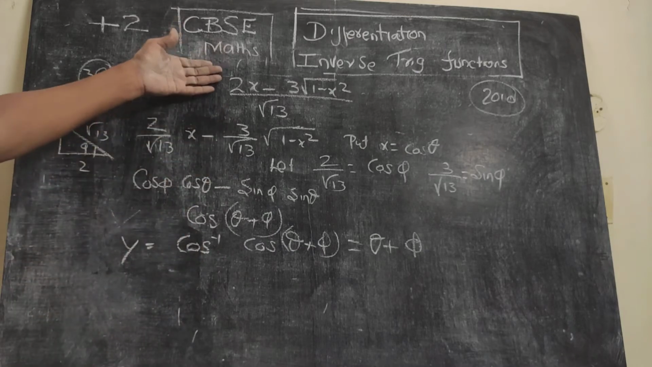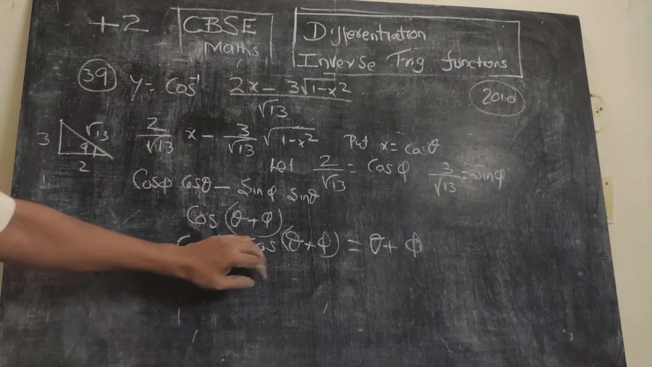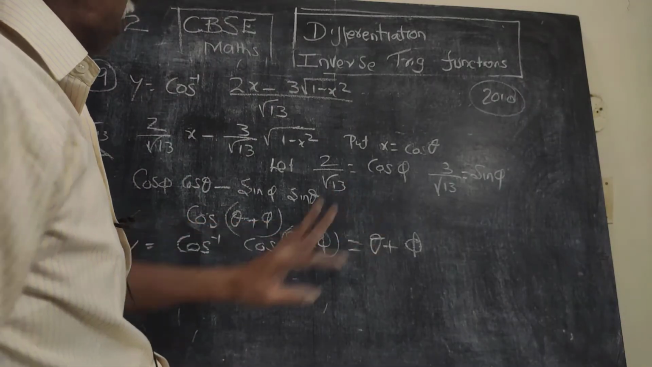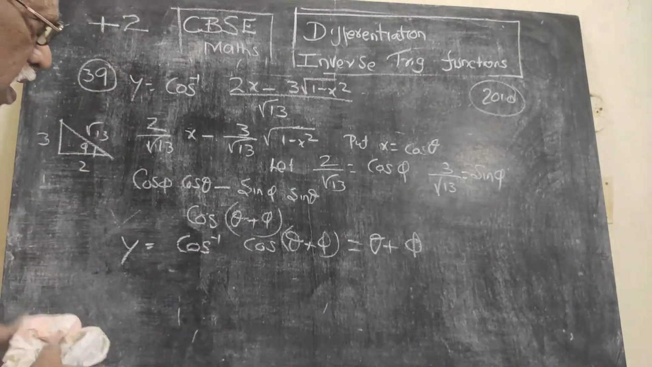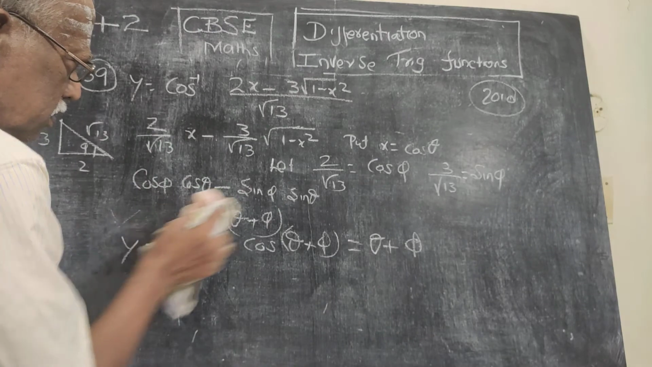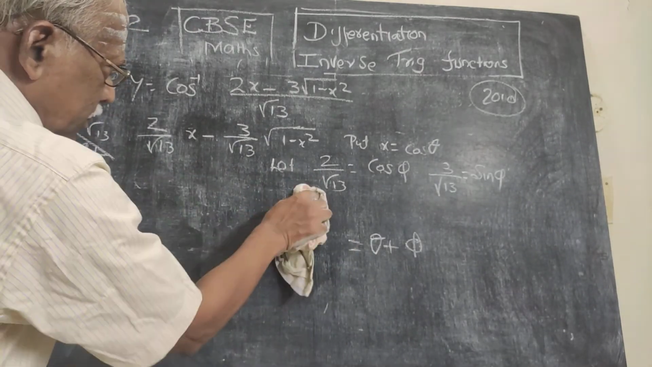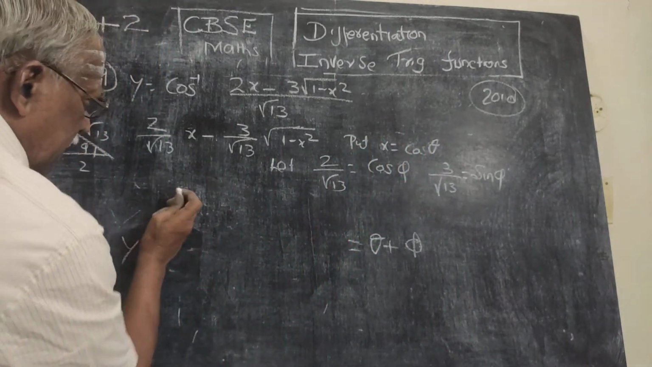Now I go to the problem. Cos inverse of this part, which is nothing but cos of theta plus phi, so cos inverse cos gets cancelled, theta plus phi. So theta plus phi is the answer, where theta is, instead of theta I am writing cos inverse x.